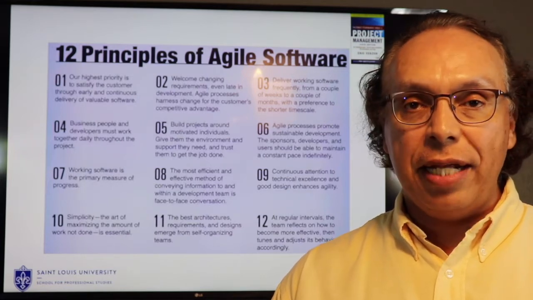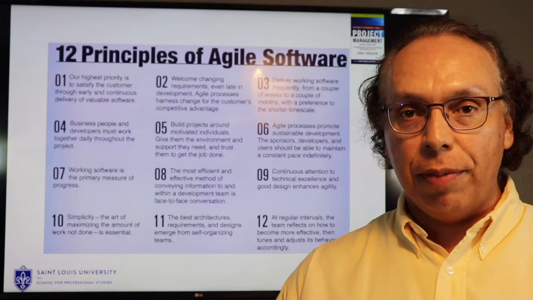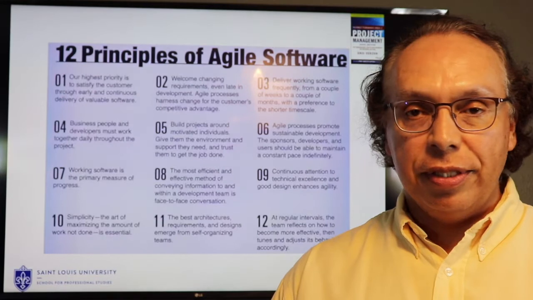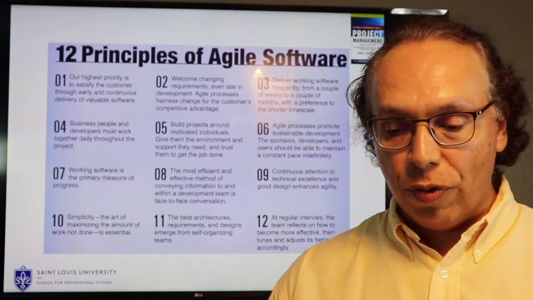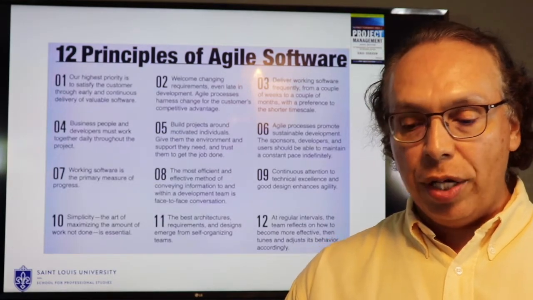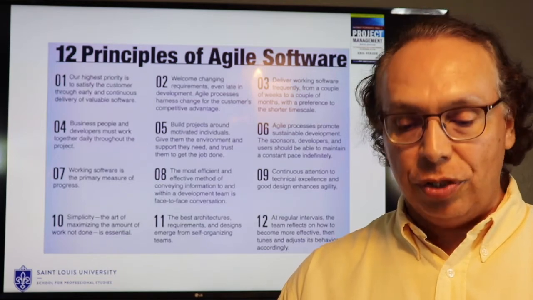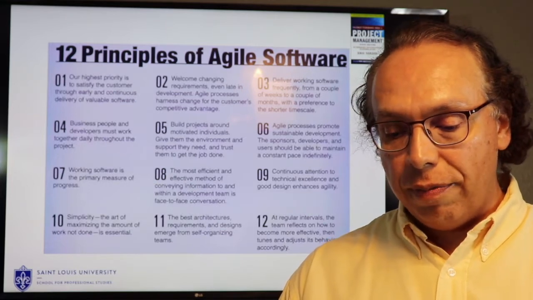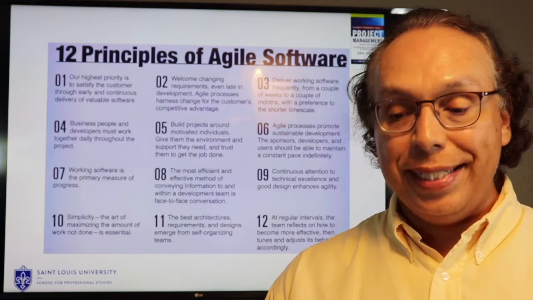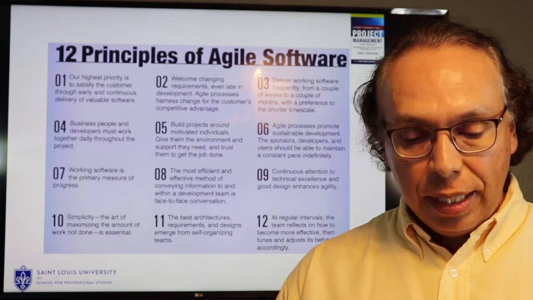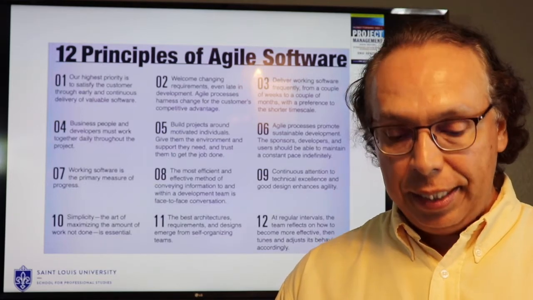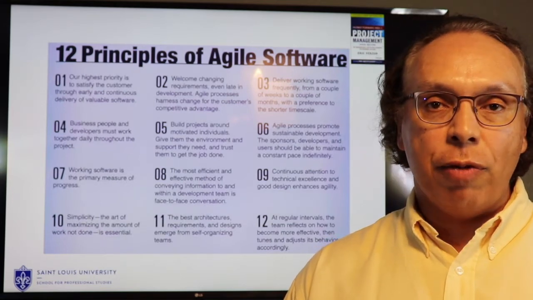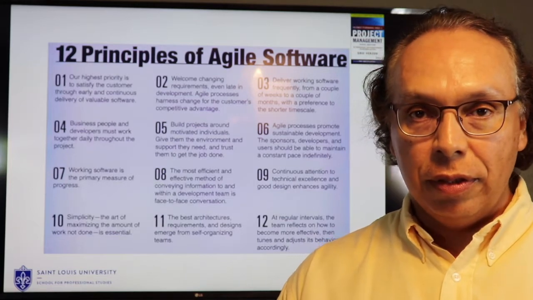Number 8 is sustainable pace. We want our teams to be able to work a 40-hour week consistently, sustainably, not 60 or 80 hours a week over and over where they get burned out. Number 9, we want good design because this enhances agility. Number 10 is my favorite, simplicity. This is the art of maximizing the amount of work not done. It is essential. 11 is self-organizing teams. And 12, we want those self-organizing teams at regular intervals reflecting on how they did.